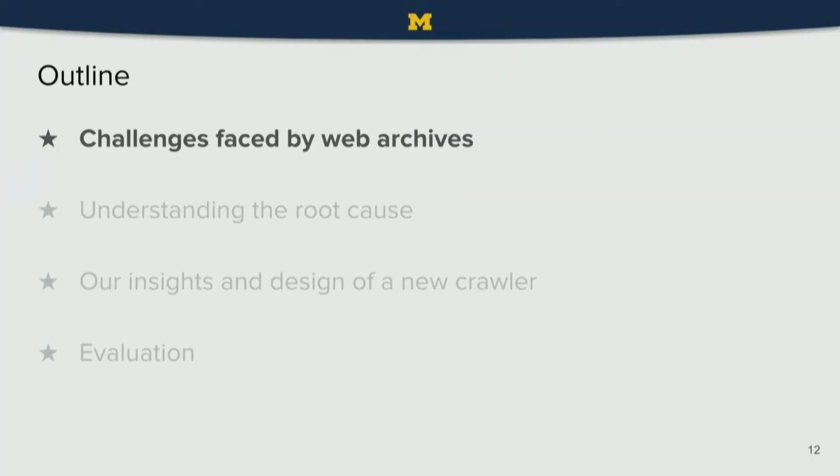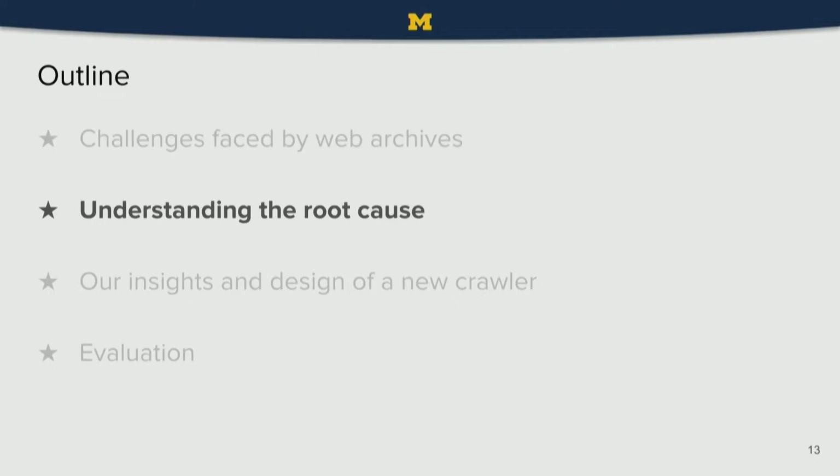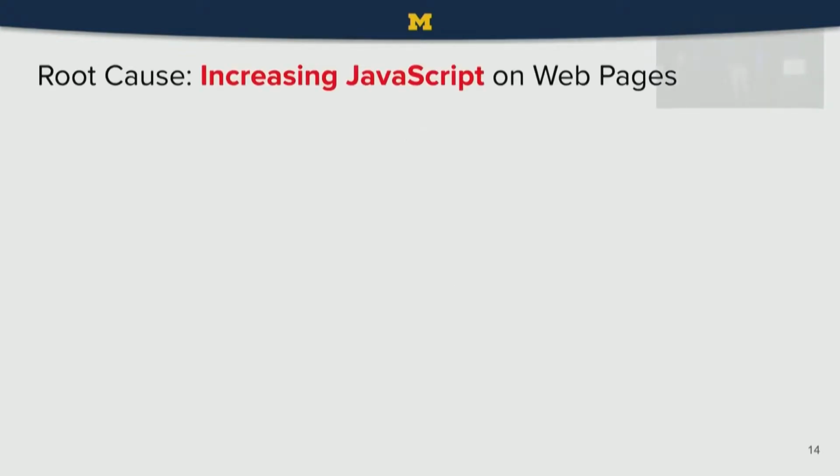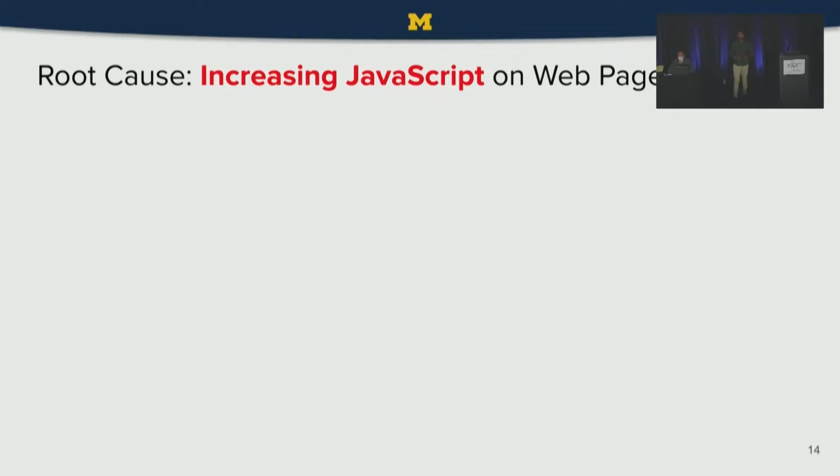So let's recap real quick. So far, I talked to you guys about why web archiving is important and the challenges faced by it. Let's move on to understanding the fundamental root cause behind these challenges. Turns out that the increasing amount of JavaScript on modern web pages is the real cause and contributor for both of the previously mentioned challenges.